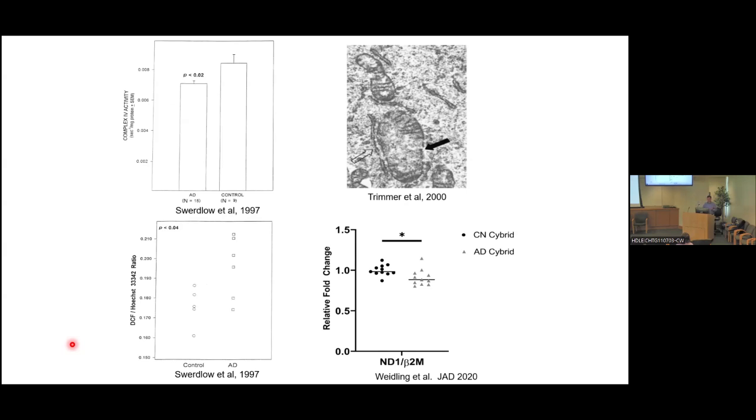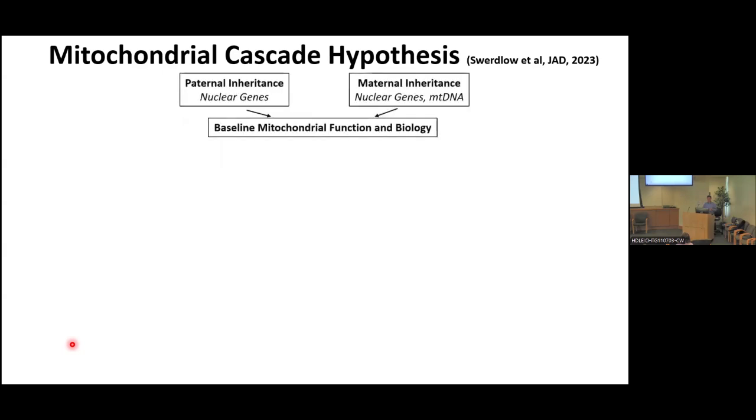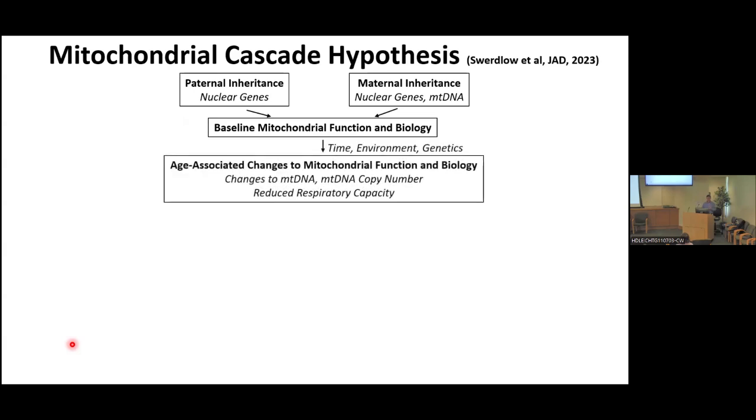After studying this model really for close to a decade, I began to think of things from the perspective of what I refer to as a primary mitochondrial cascade, which I'll walk you through. So the idea is that everyone inherits a state of baseline mitochondrial function that they inherit through nuclear genes that they get from their dads and their moms, and mitochondrial DNA that you get from your mom. So both parents contribute, but your mom contributes a little bit more. And it's fairly well accepted that as we age, our mitochondria become less efficient.